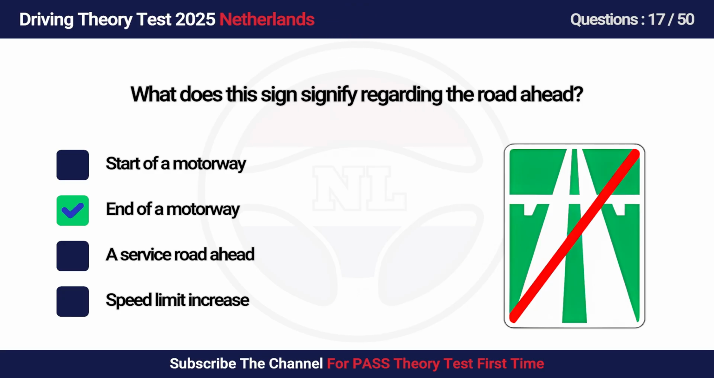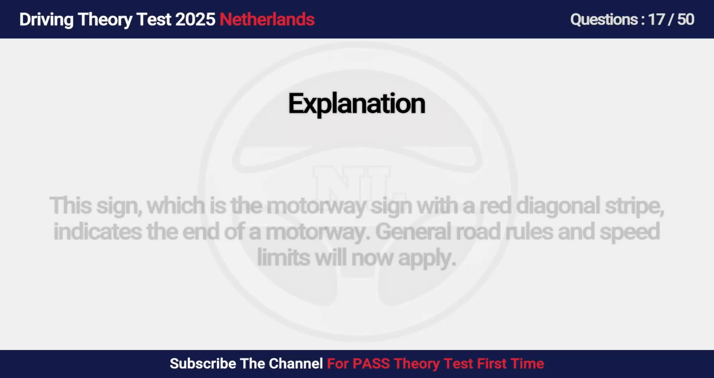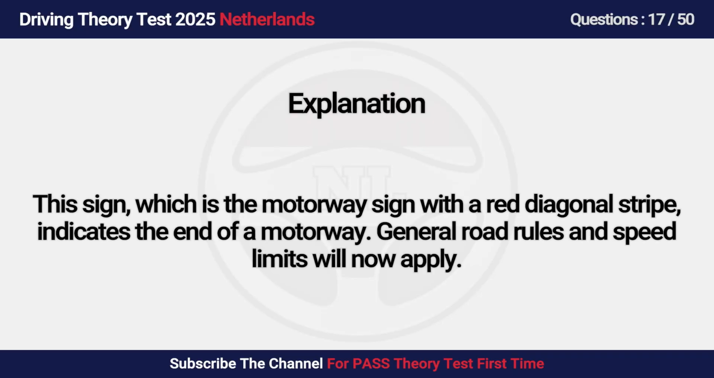Answer is B. End of a motorway. This sign, which is the motorway sign with a red diagonal stripe, indicates the end of a motorway. General road rules and speed limits will now apply.